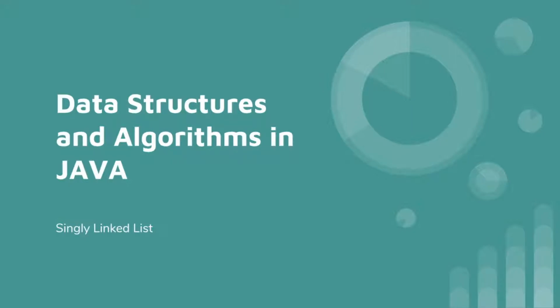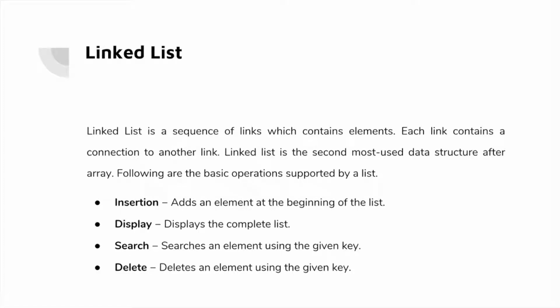Today we are going to discuss data structures and algorithms in Java on linked list. So let's see what a linked list is. A linked list is a sequence of links that contains elements. Each link contains a connection to another link.